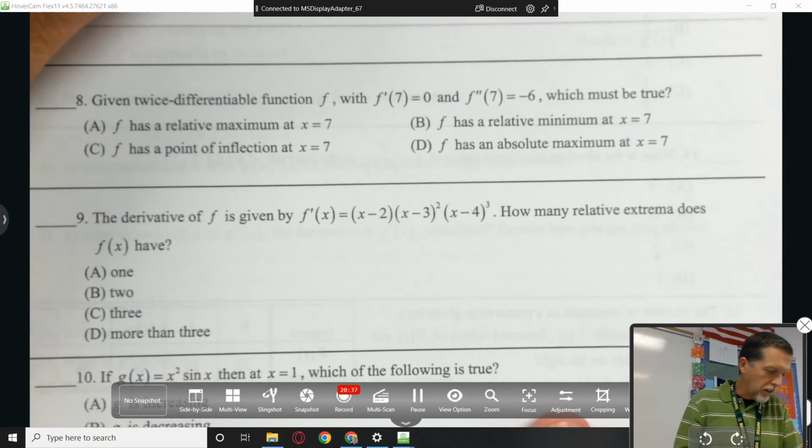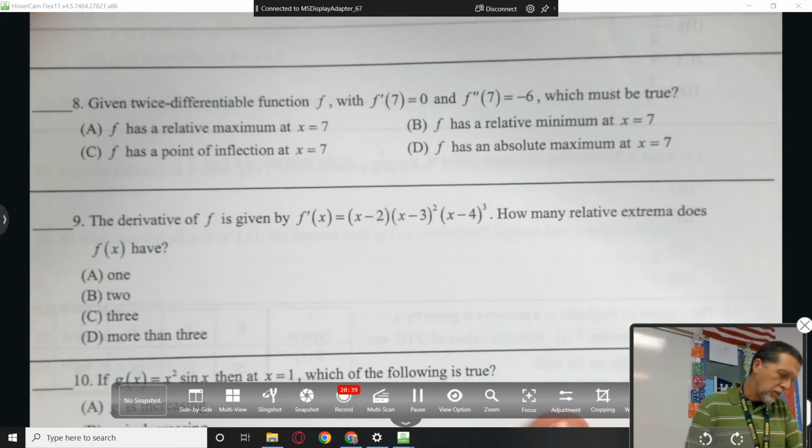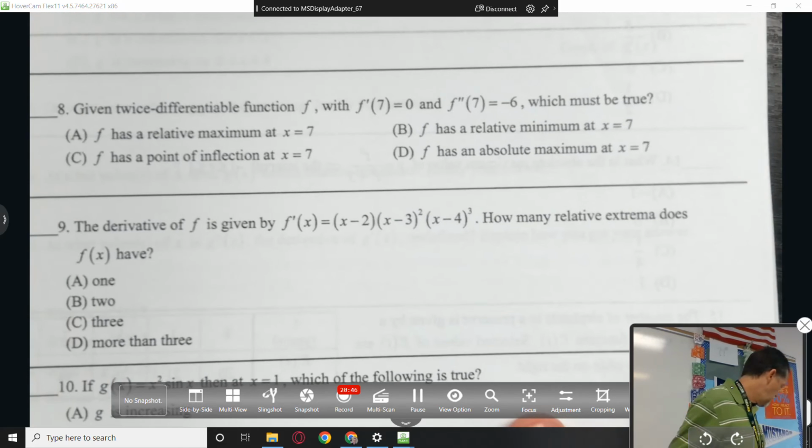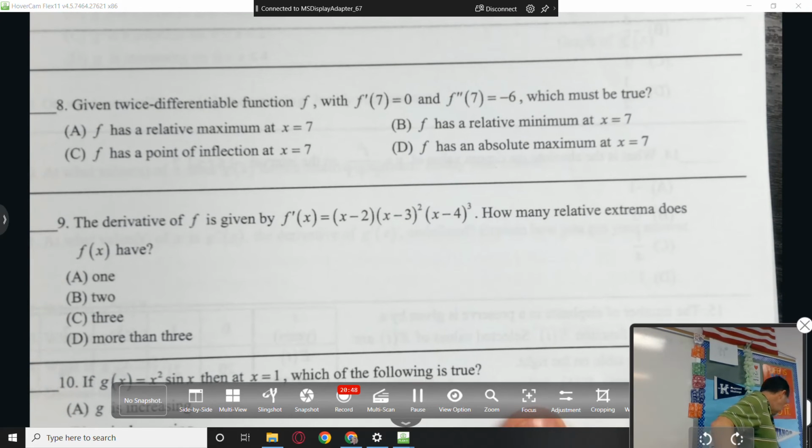Nine looks like one on the quiz. Probably means there's one on the test like that. Yeah. Uh-oh, that's not good. Yeah, I'll give them 9.